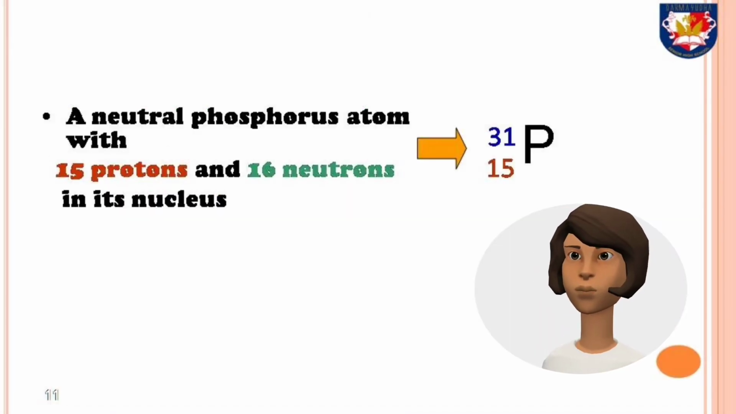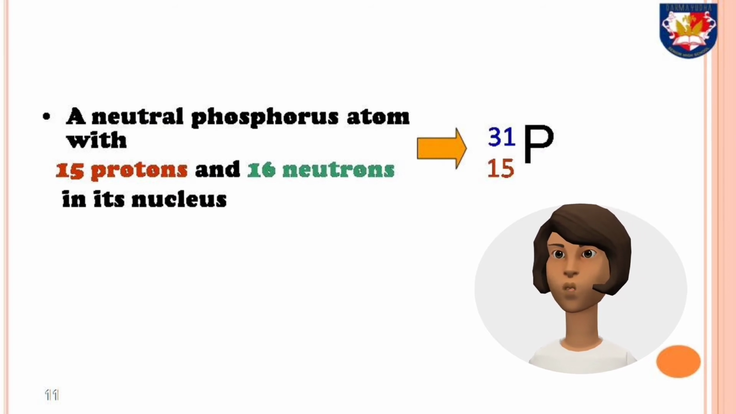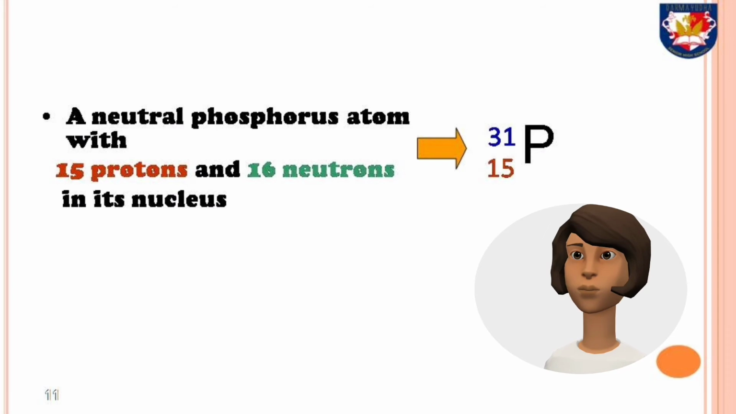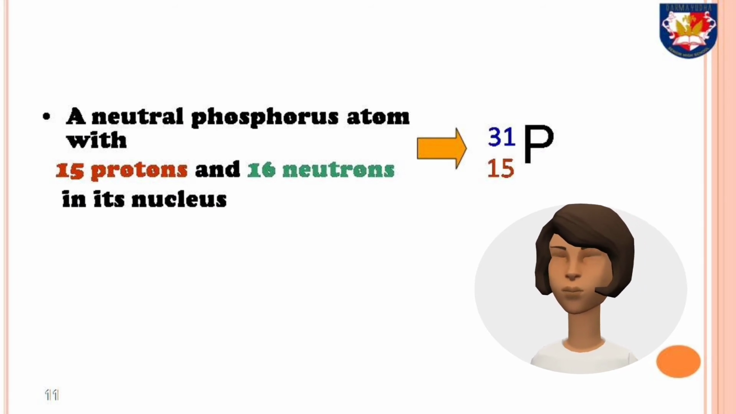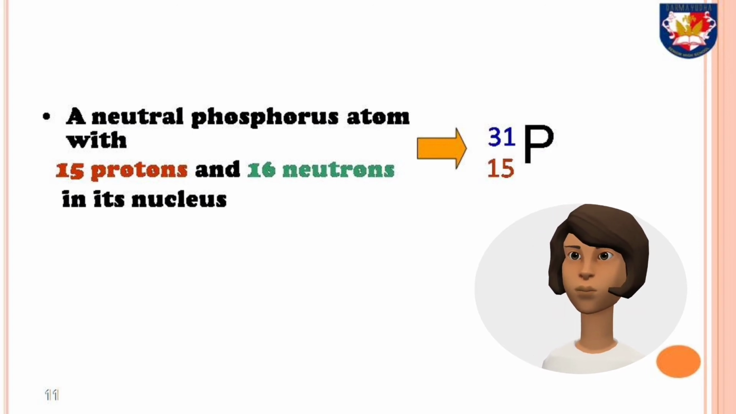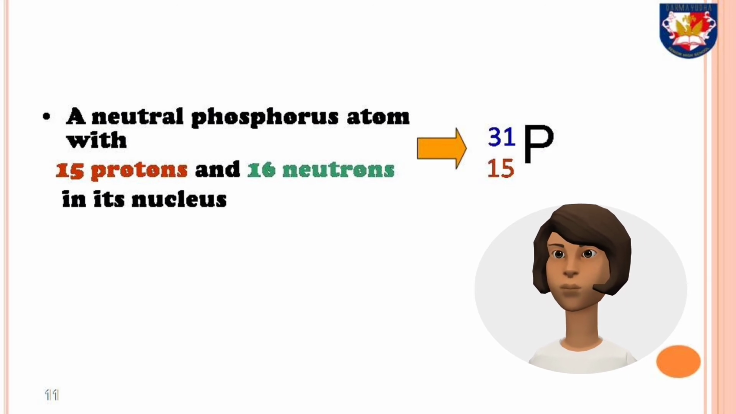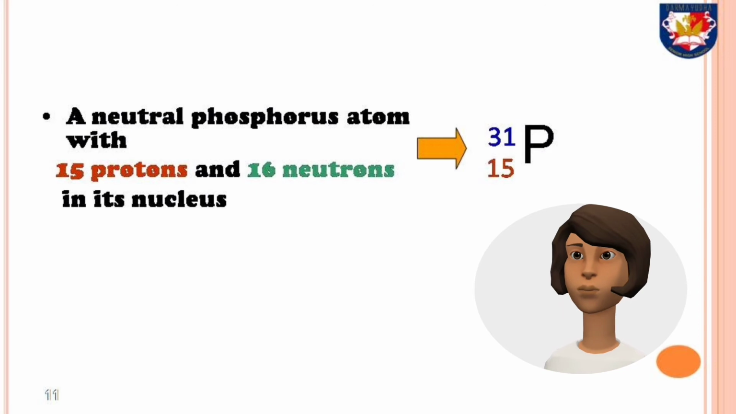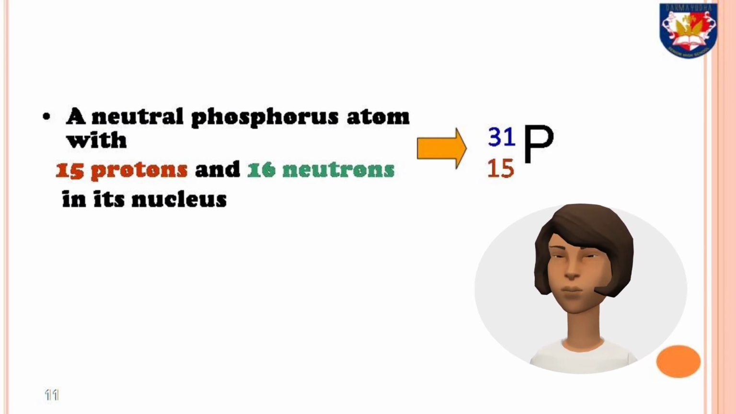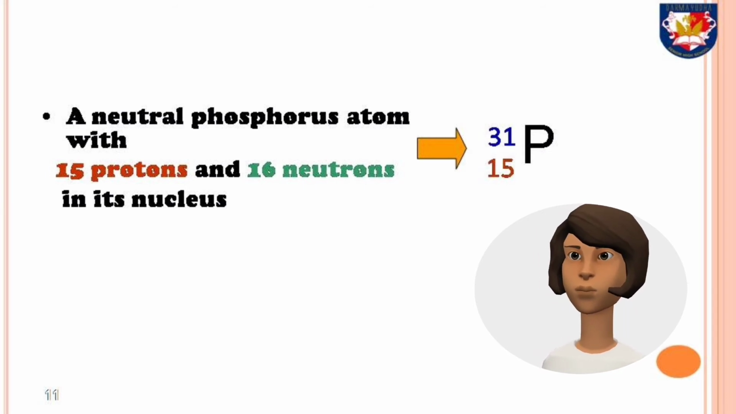Take a look at an example here. The atomic number of a phosphorus atom is 15. So it means that the proton number of phosphorus is 15. And then the mass number of phosphorus is 31. So to get the neutron number, you need to subtract the number of protons from the mass number. So 31 minus 15, you will get 16 neutrons.